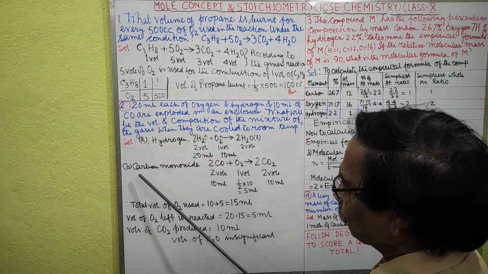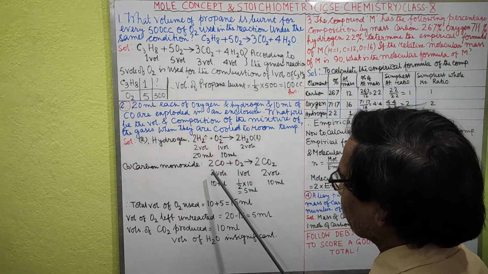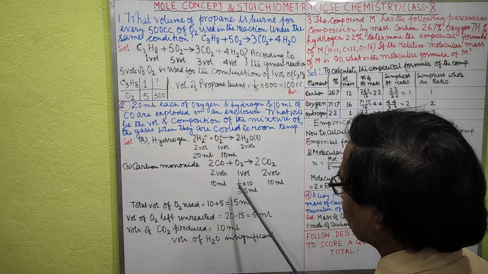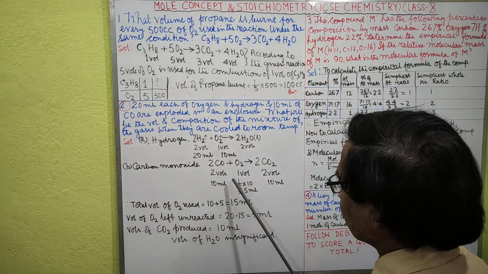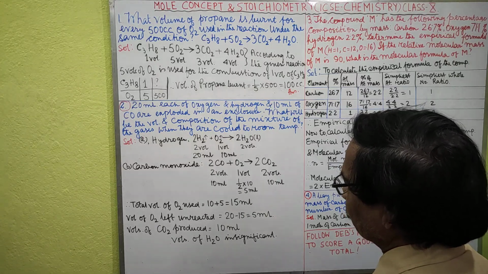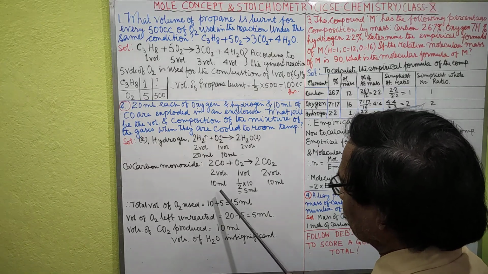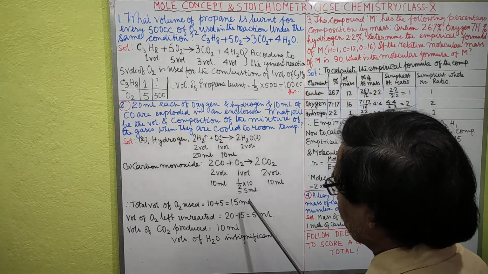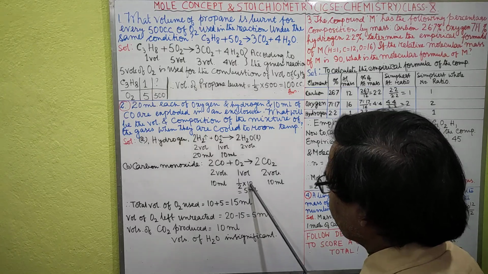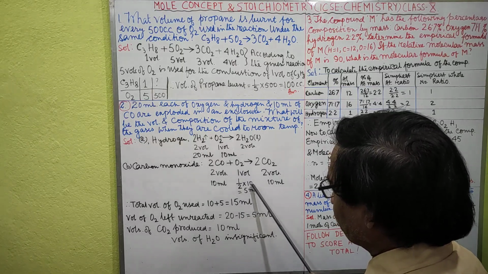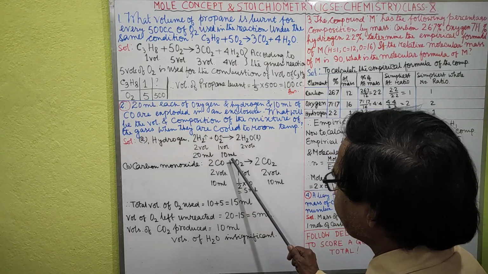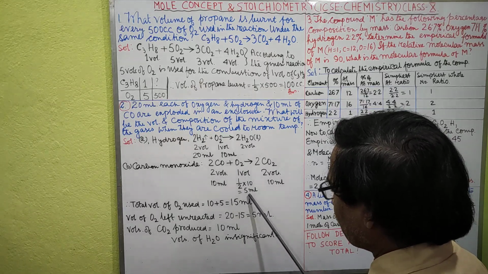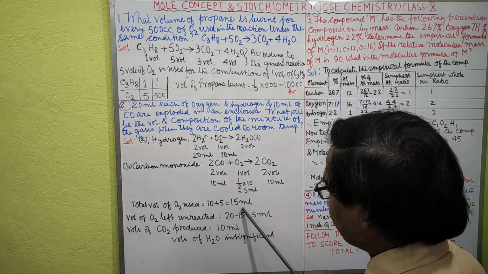Okay, now carbon monoxide. In case of carbon monoxide, after balancing the equation, we get 2 volume, 1 volume, 2 volume. When it is 2, it is 10 ml; when it is 1, it will be 1/2 into 10, that is 5 ml. So the volume of oxygen used here is 10 ml and this is 5 ml. The 10 plus 5 equals 15 ml.